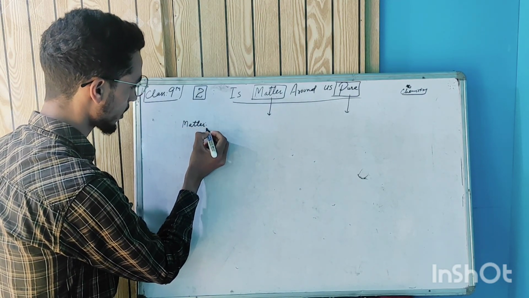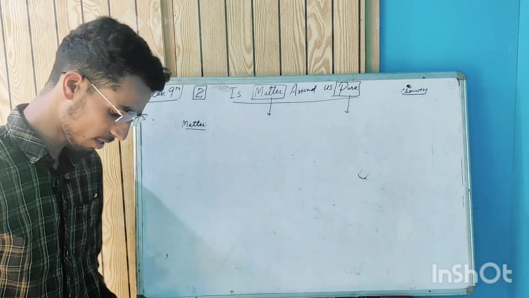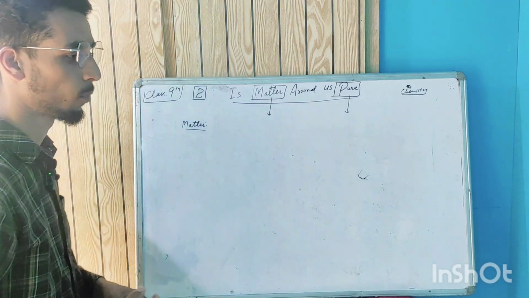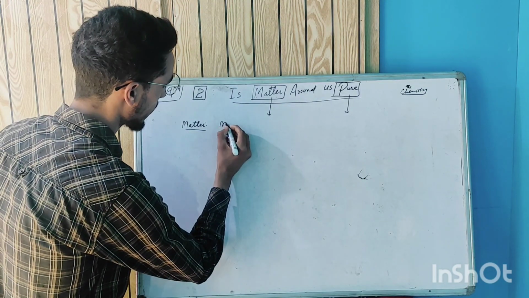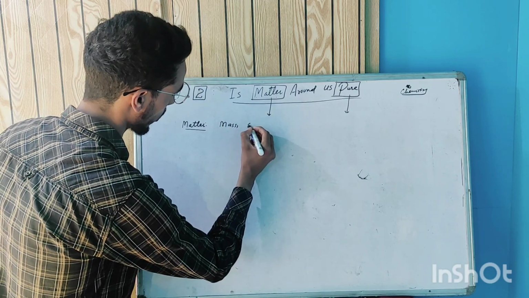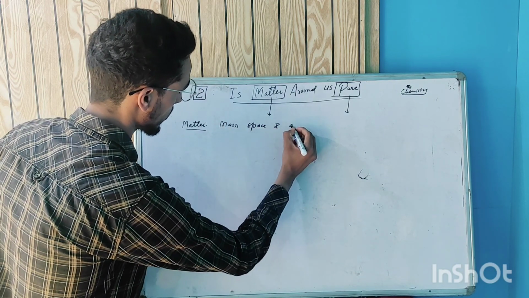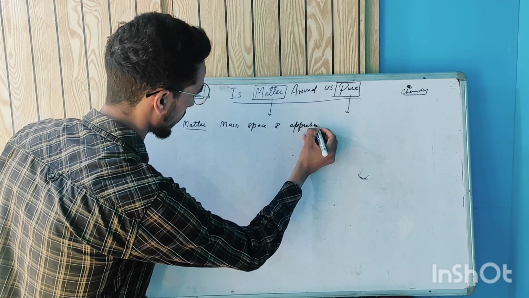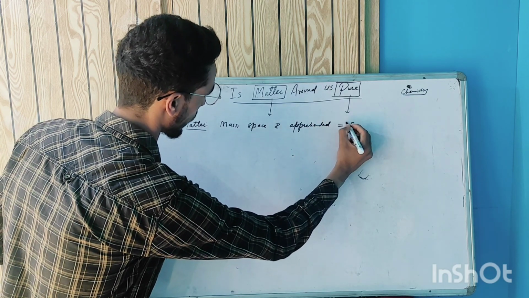Matter is anything which occupies space and has mass and can be apprehended by more than one of our five senses. It has mass, occupies space, and can be apprehended by more than one of our five senses.